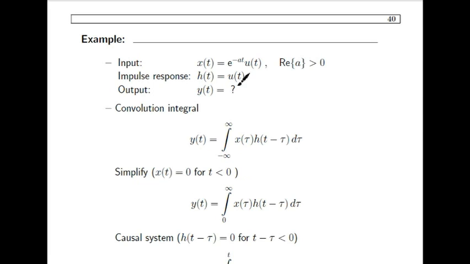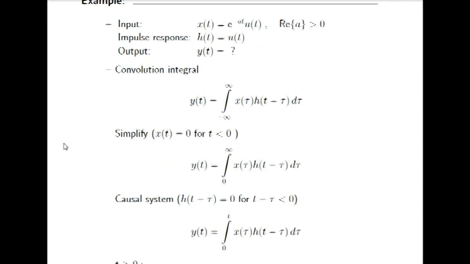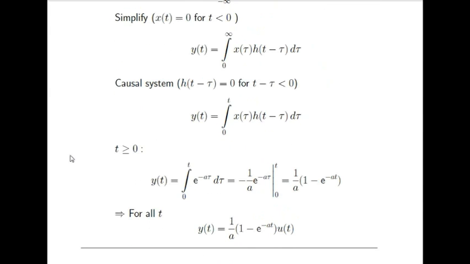This implies that y(t) will be 0. Since h(t minus tau) is equal to 0 for t minus tau less than 0, it is a causal system. Now let's check the convolution for t greater than or equal to 0. For t greater than or equal to 0, y(t) equals the integral from 0 to t of e to the power minus a tau d tau, which when you solve, you will get this.